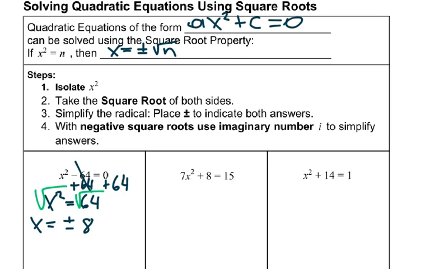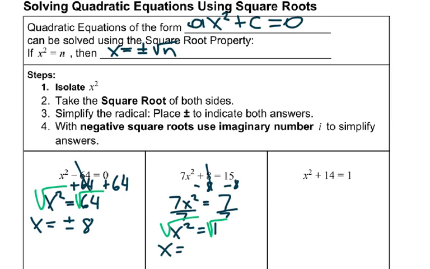Alright, let's look at the next example. Isolate x squared first. So we're going to subtract 8 first. So I have 7x squared is equal to 7. I'm going to divide by 7 to get x squared alone, and I get x squared is equal to 1. And then I'm going to take the square root, and the square root of 1 is itself, but it's going to be positive or negative 1. So remember to always include the positive and negative answer.